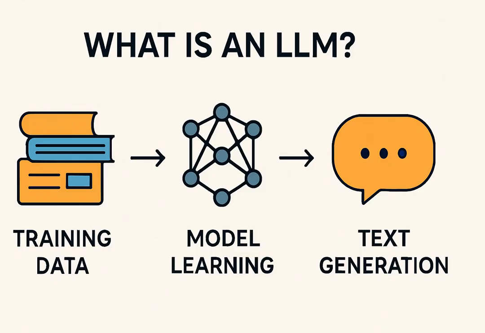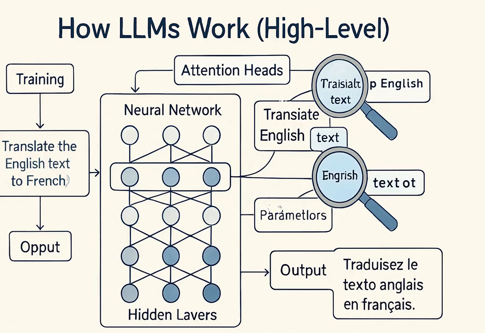Quick analogy. Imagine a super fast librarian who has skimmed millions of books and guesses answers by matching patterns. Sometimes brilliant, sometimes confidently wrong. High-level mechanics in plain language.